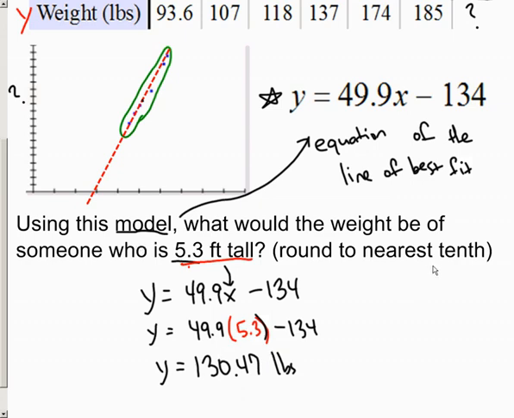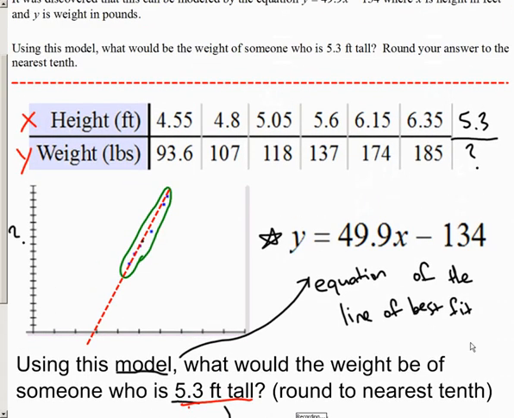It does say round to the nearest tenth, so let's go ahead and take the 7 and round it up to the nearest tenth. And so we would say, hey, 130.5 pounds. This would be your answer. So that's how we do it. If they give you the model, plug in the x or the y value that they give you and work backwards to find the other variable.